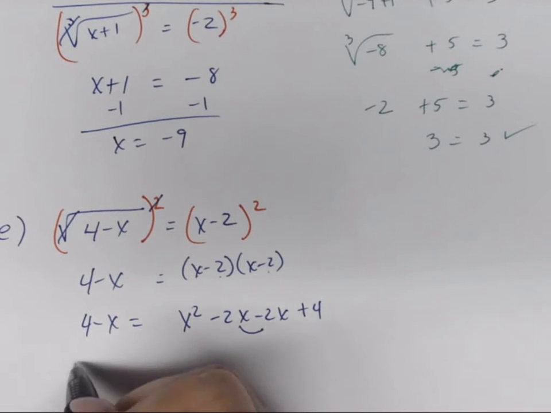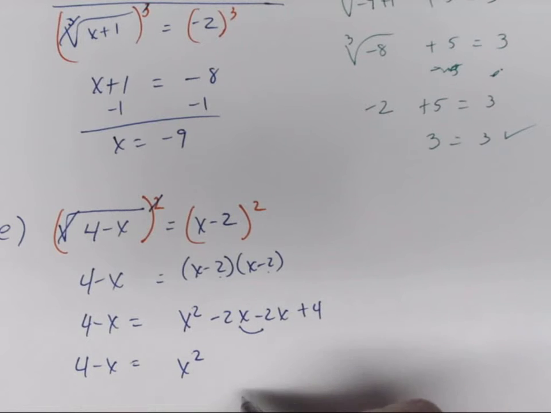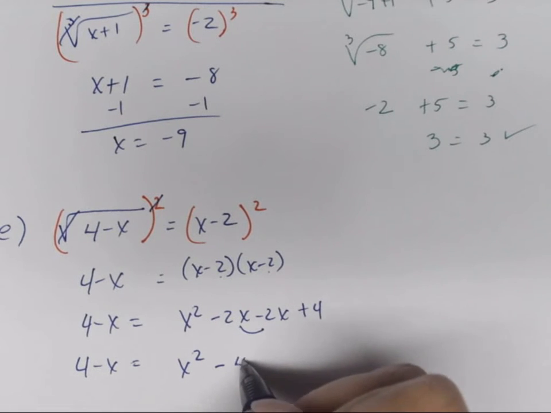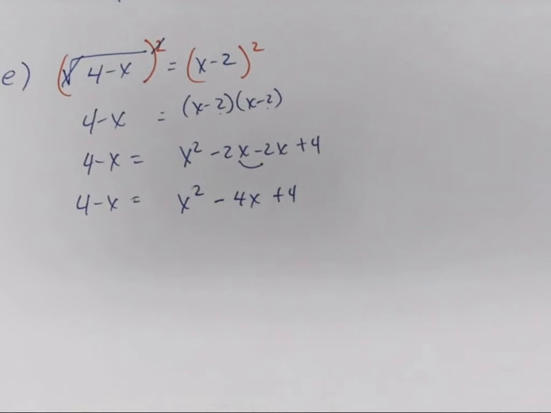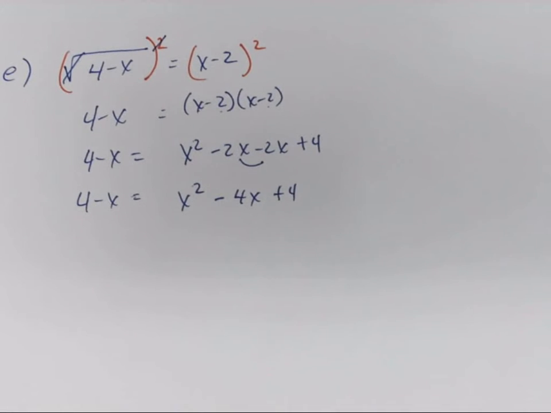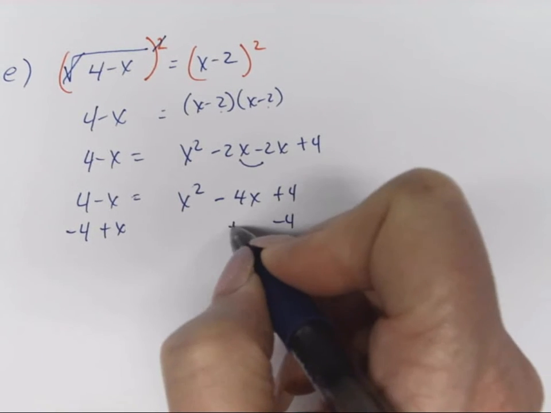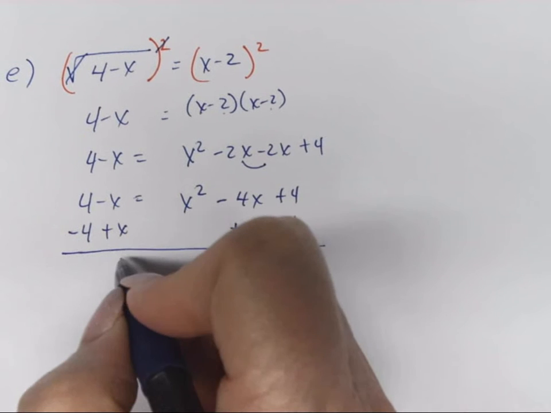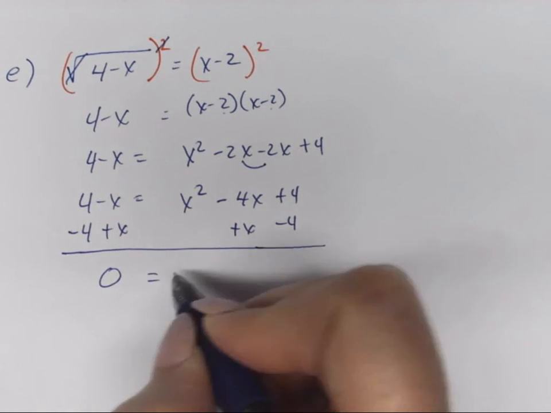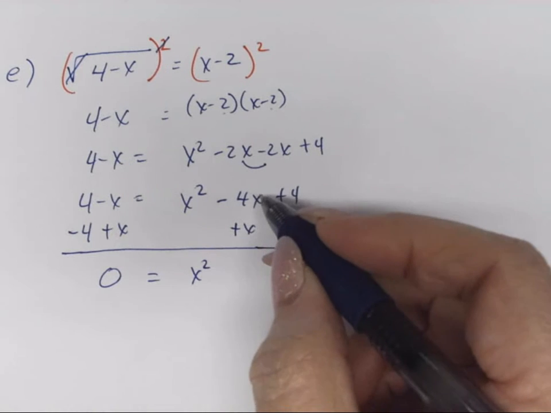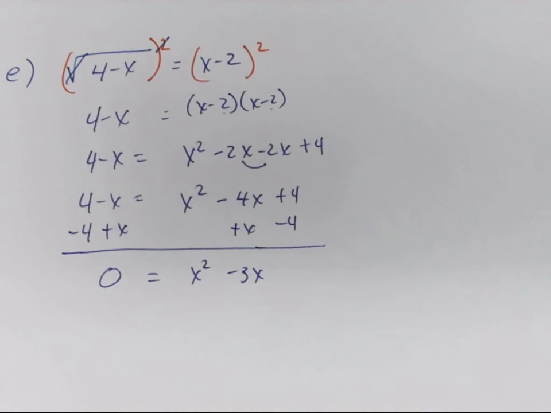We'll combine our like terms in the middle, so 4 minus x equals x squared minus 4x and then plus 4. So now we need to move everything to one side because we have an x squared term. So I'm going to subtract 4 and add x from both sides. So this will get us 0 on this side, and here we have x squared. Negative 4x plus x will be negative 3x, and 4 minus 4 cancels.